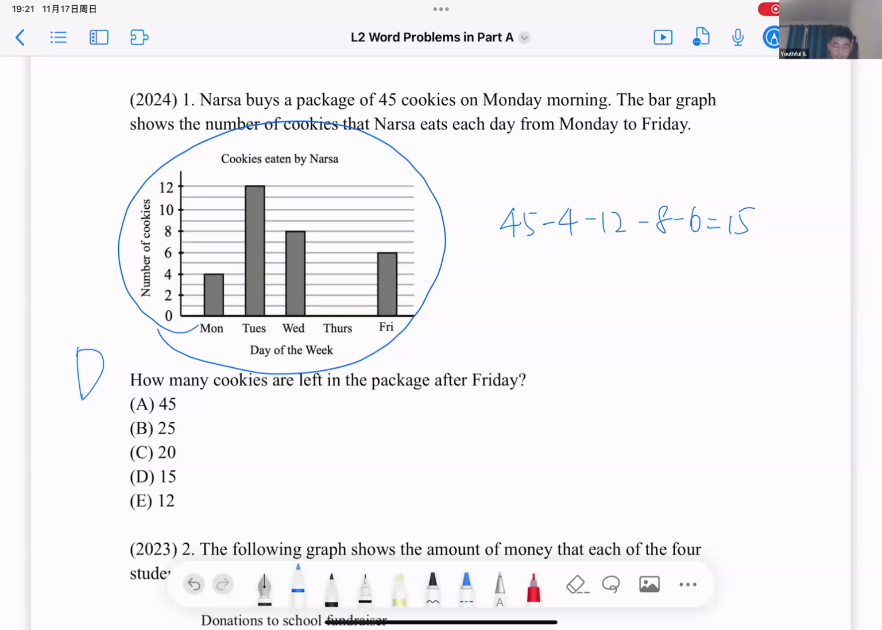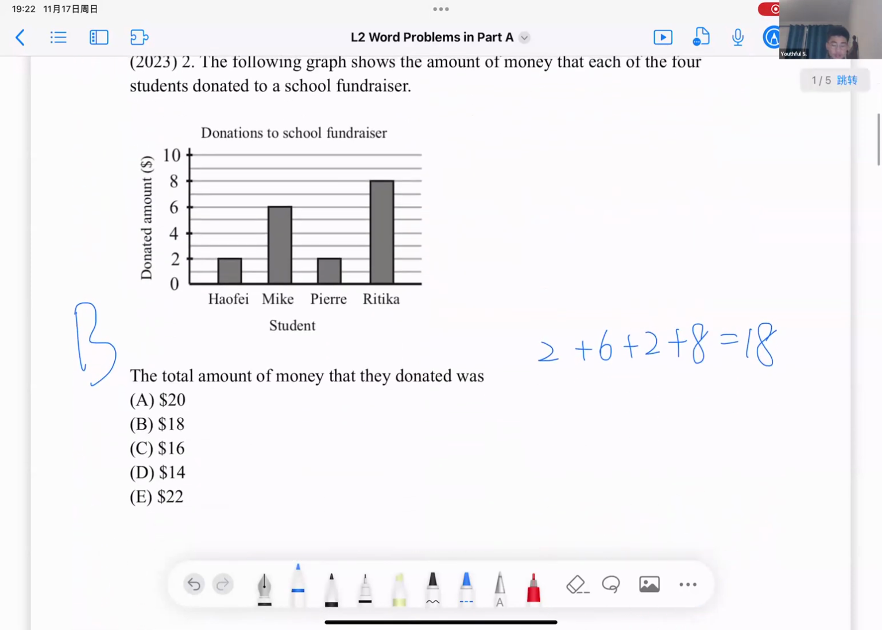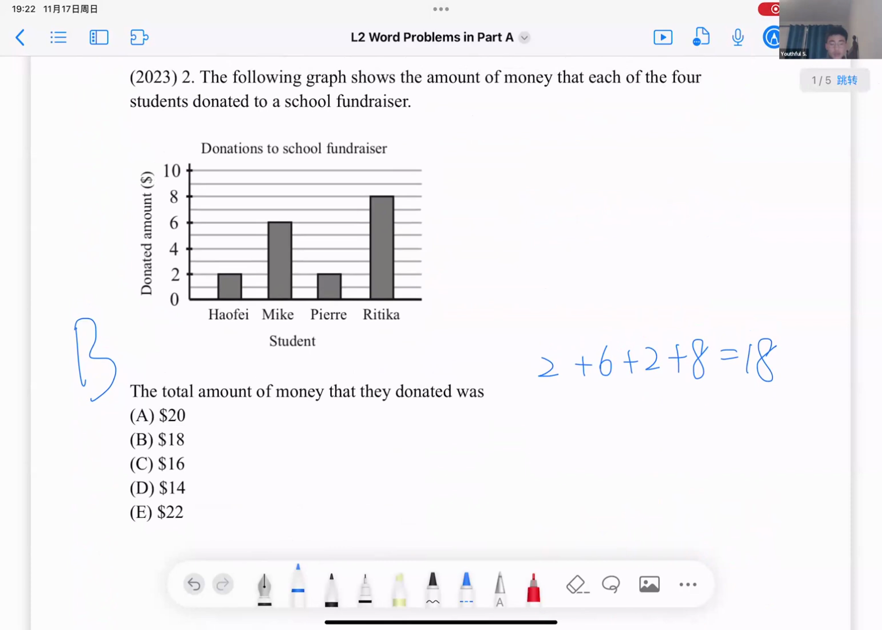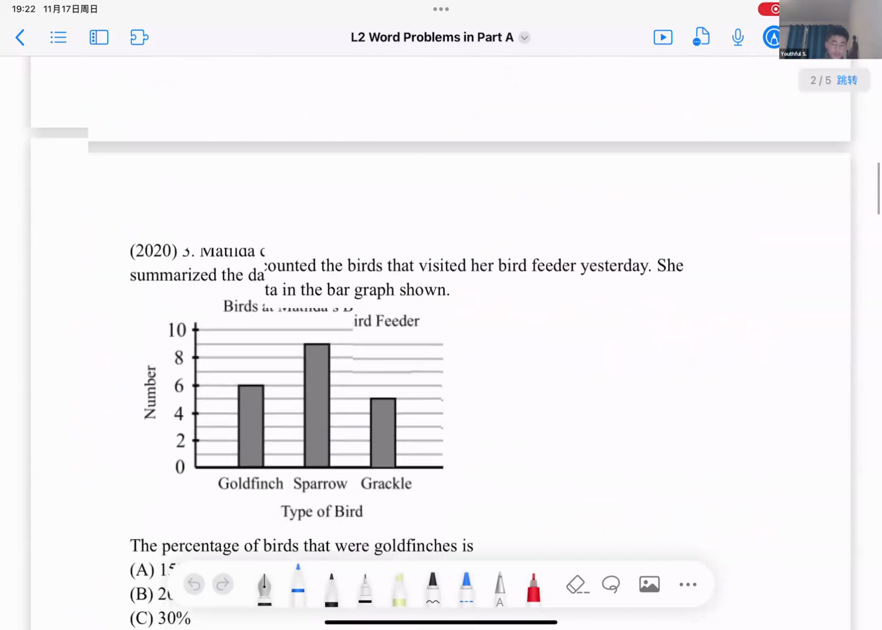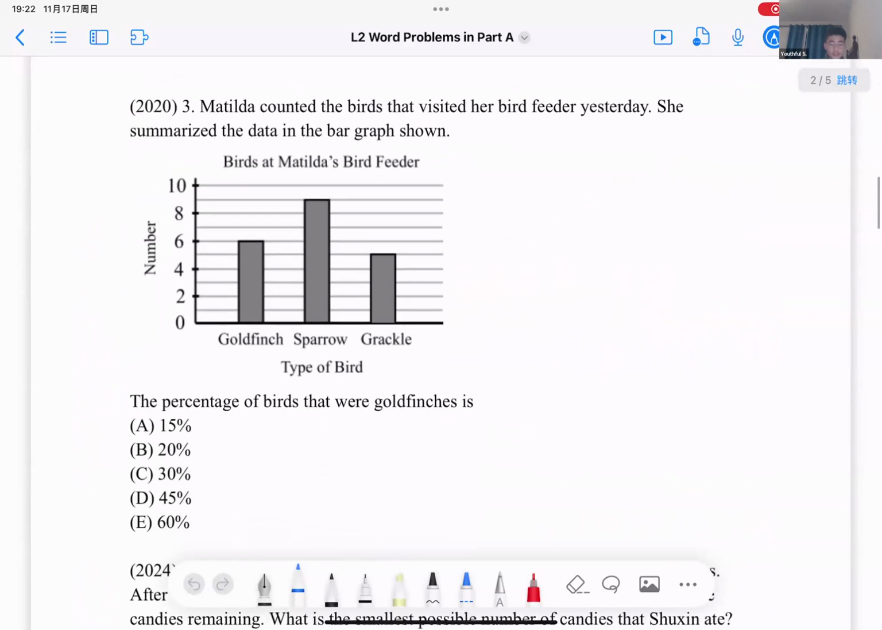So first, we got 45 cookies at first, 4 the first day, 12 the second day, 8 the third day, 0 the fourth day, and 6 on Friday. And you're just gonna subtract all these cookies from the total, and you got 15 for the answer. So the first one is D, and the second one, you basically just add those four things up, and you got 18. Okay. I don't want to waste too much time on it. It's basically the same thing, so I'll probably just talk about this question.